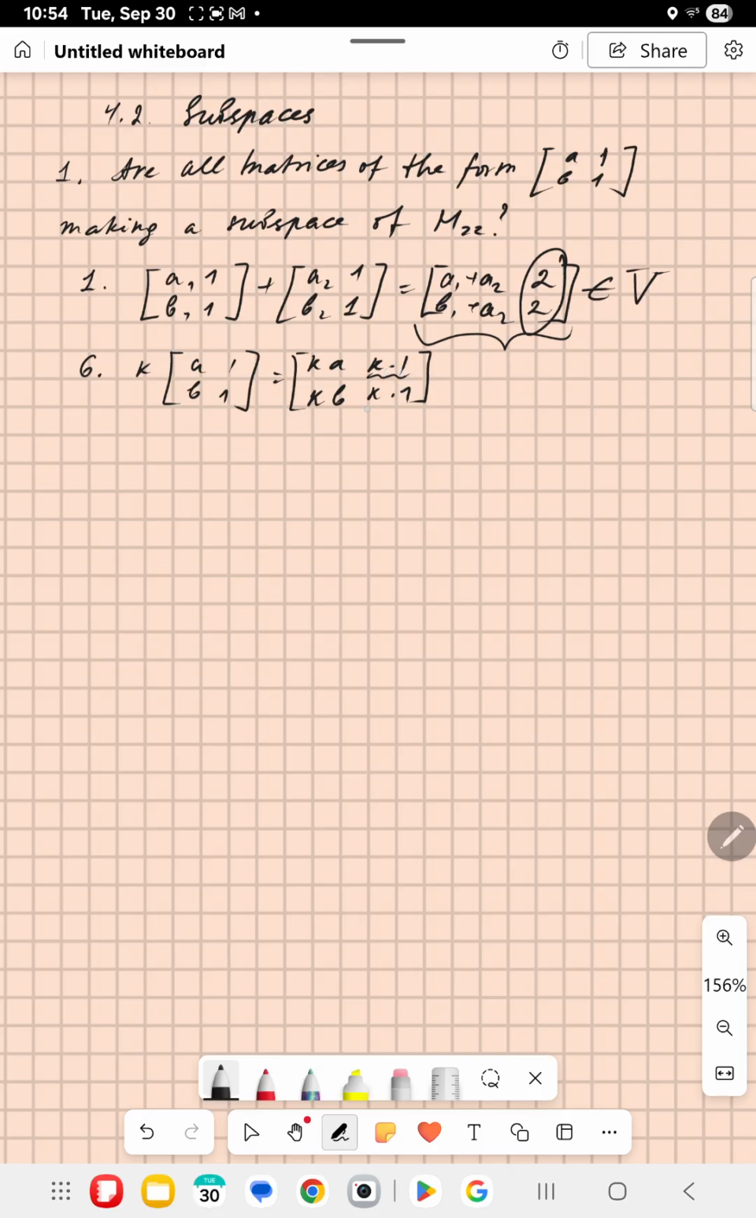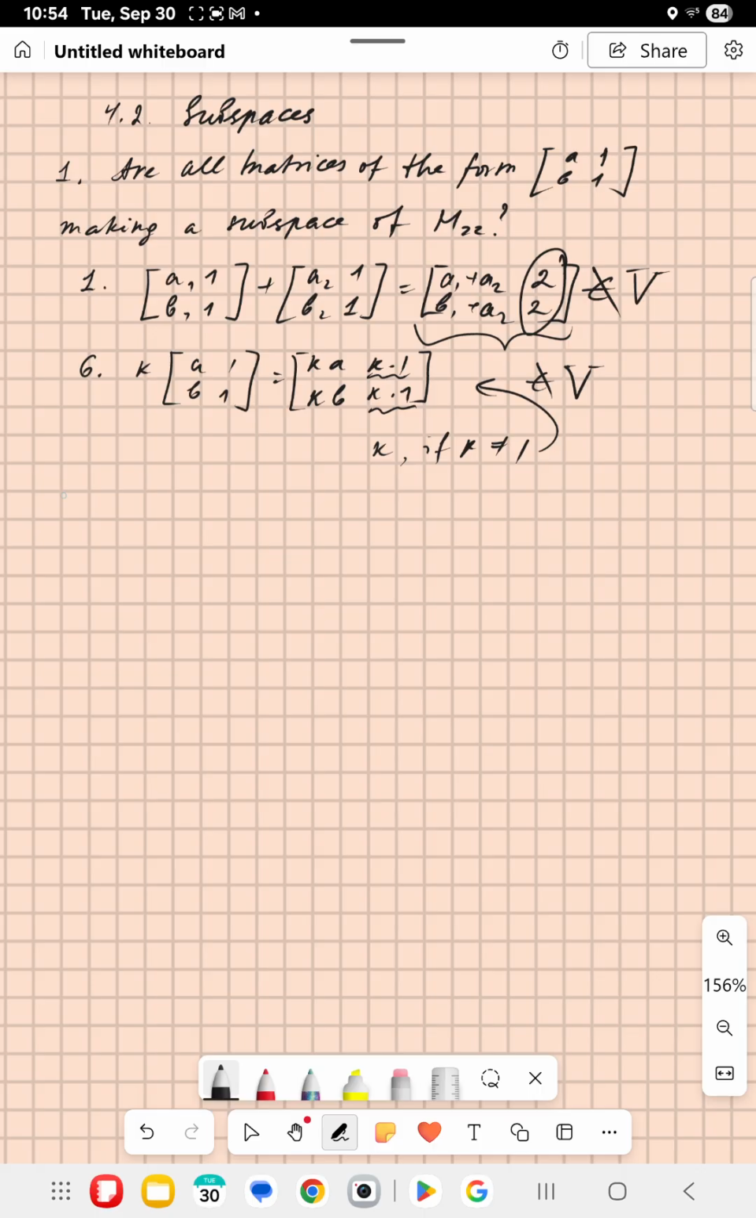So k times 1 is actually going to be equal to k. And if k is not equal to 1, then the result will not belong to the space. So these matrices are not making a subspace. There are other axioms which are violated, but when these two are violated, we don't really care. We know for sure that it's not going to be a subspace.